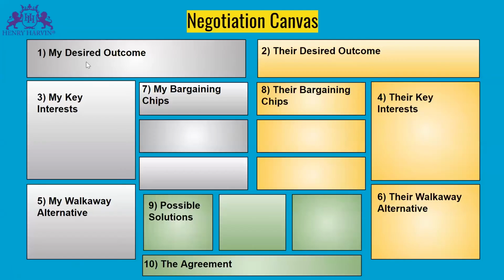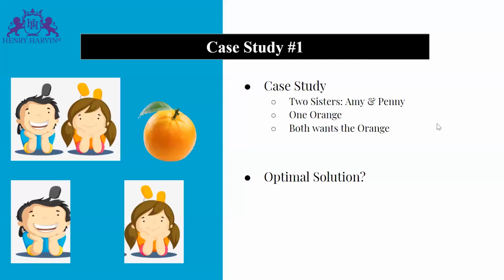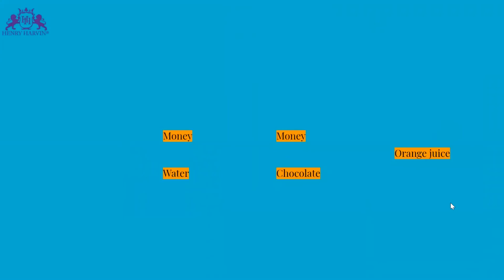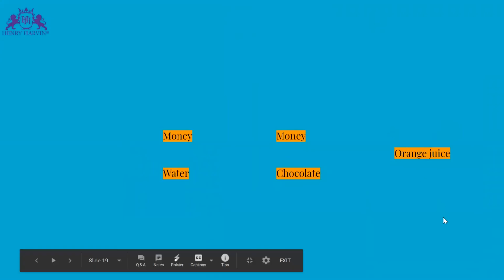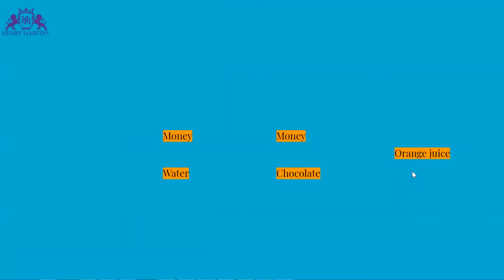Okay, so here the desired outcome is what? What's the desired outcome? Now the key interests, my key interests, their key interests. Now actually let's go into this directly. So this will help you understand much better. Okay, wouldn't it matter what both of them want the orange for? Like, do they both want to eat?